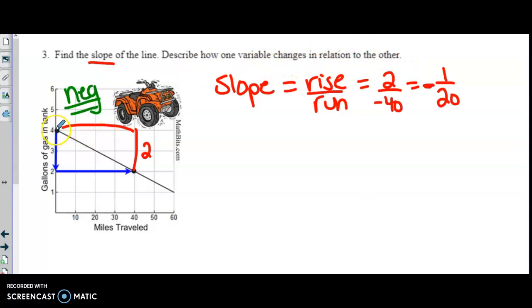So we start here with gas at 4, and as our miles get bigger, as we travel more miles, our gallons of gas go down, right? So we start with 4 gallons in the tank, and then it goes down to 2 gallons in the tank after we traveled 40 miles. So as you travel more miles, you have less and less gas in the tank.